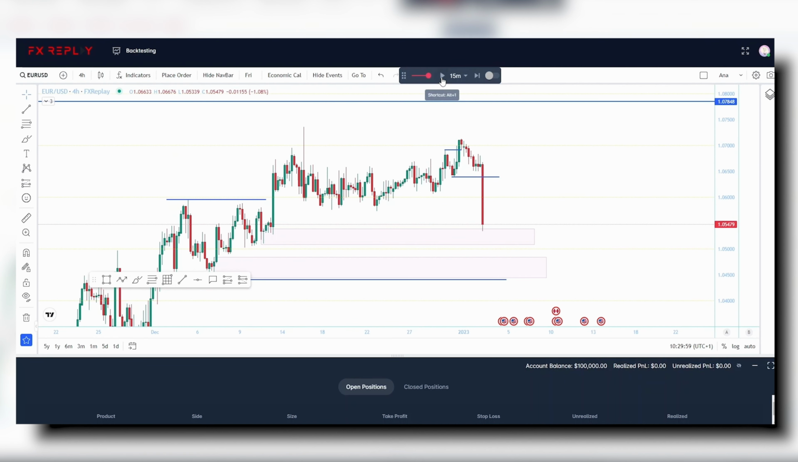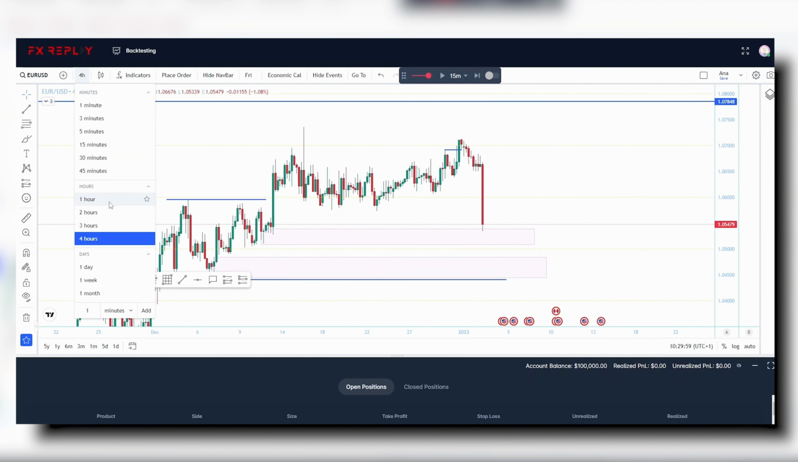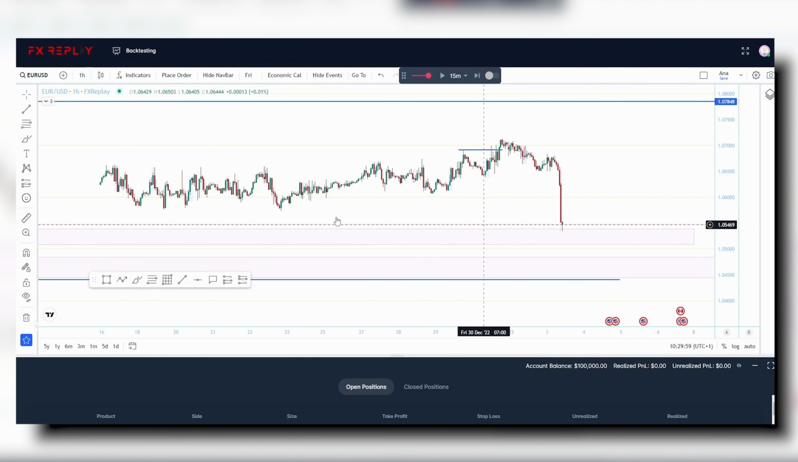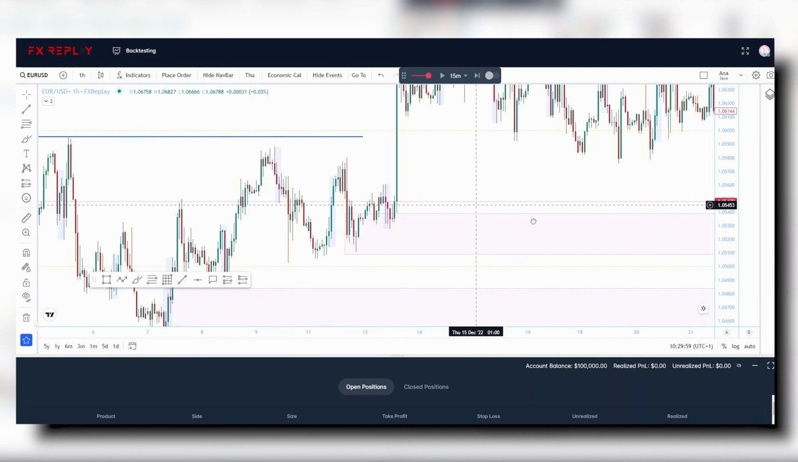Whoa, this must be news or something, I don't know what it is. But yeah, we didn't get a chance to go short here. So let's see what's going on here. I will drop on a lower time frame. Let's see what we have here.